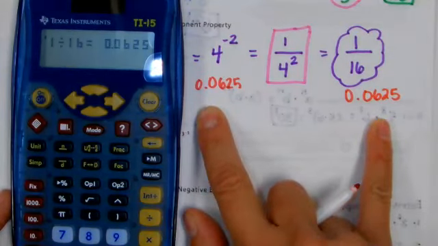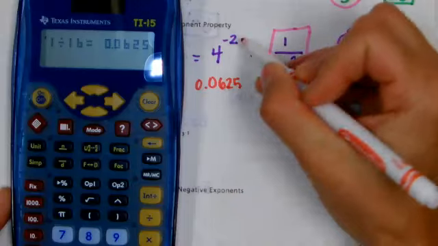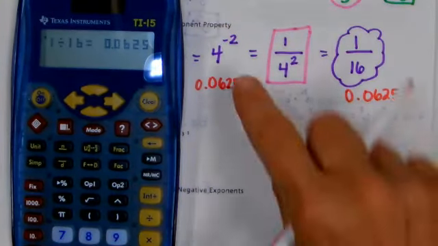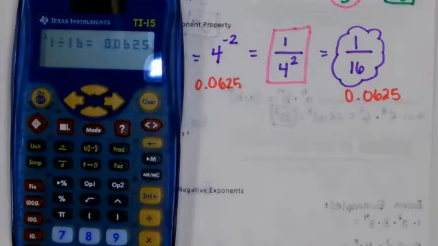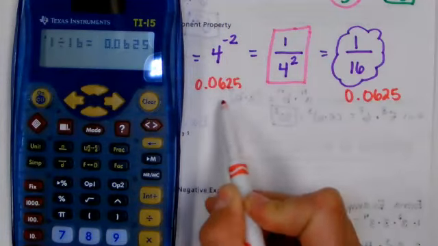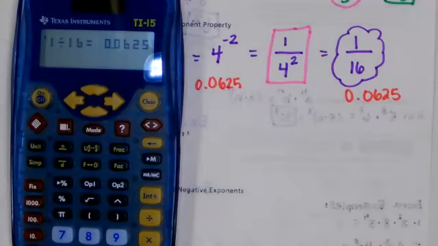And something I want to point out is that a negative exponent does not necessarily mean it's a negative number. A negative exponent means that it is a very small number. So this is a very small amount. It's going to put it in a fraction.